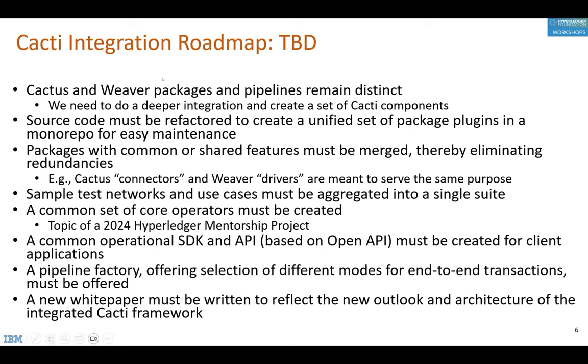So what remains to be done? Now, the older Cacti projects were two full-fledged software projects that had been worked on for multiple years before they got merged. So naturally, it's not easy to integrate everything in one go. As of this point, the Cactus and the Weaver packages, as well as the pipelines or the use cases they support, still remain distinct within the Cacti repository. And if you go to the official documentation, there also you will see two separate documentation landing points for the Cactus and the Weaver examples. But for now, that's the case because we have only so much bandwidth and we have a lot on our hands.